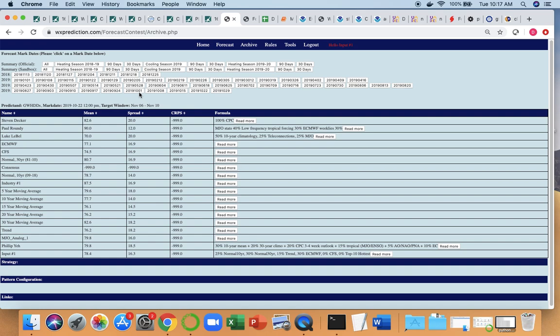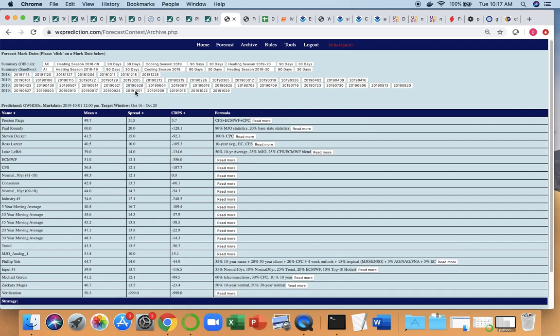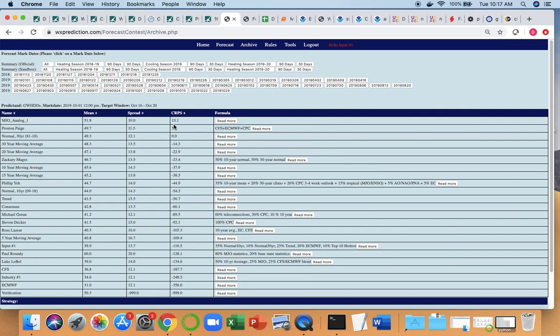All right, so first of all, let's go back to the most recent verification, and I believe that is going to be from forecast initialized on October 1st and verifying just a couple days ago. You can see up here, you have some sorting abilities here. The long story short is this was another tough week for most forecasts.